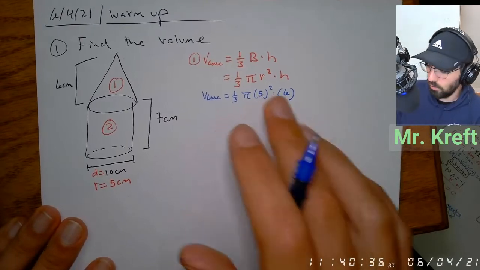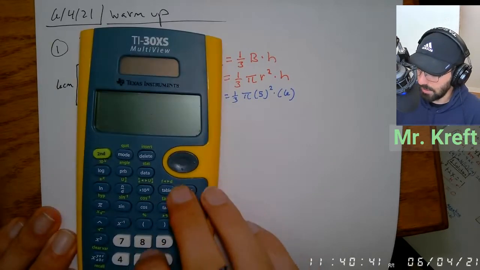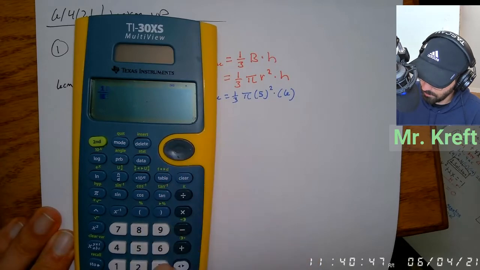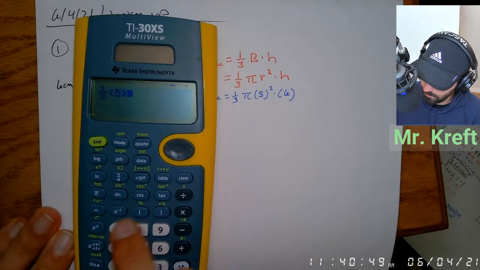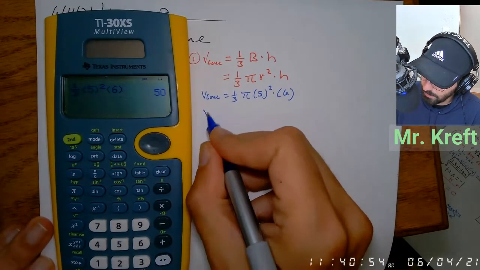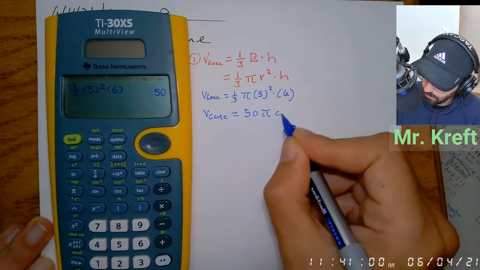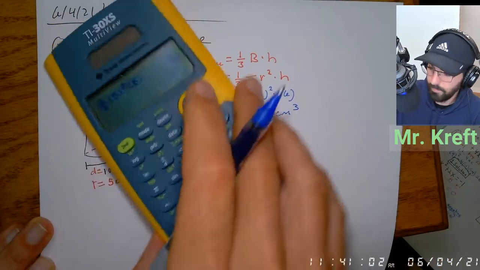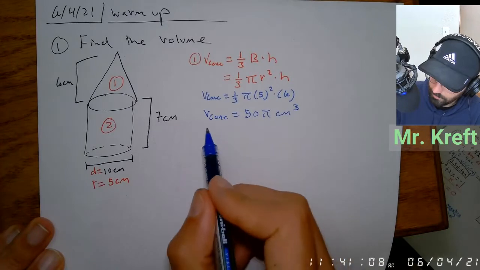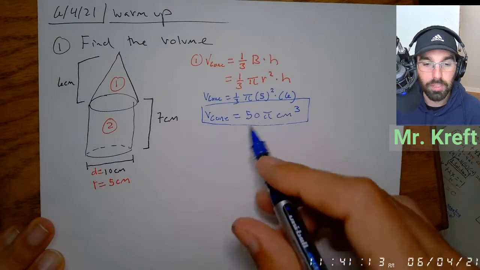So I'm going to want the exact answer. So I'm going to put all these numbers together, but I'm not going to include pi. So I'm going to get 1/3 and then 5 squared and then 6. Okay, so not including pi. So that way I can say my volume of my cone equals 50 pi centimeters cubed. Okay, centimeters cubed. So that is the volume of the cone, 50 pi centimeters cubed.